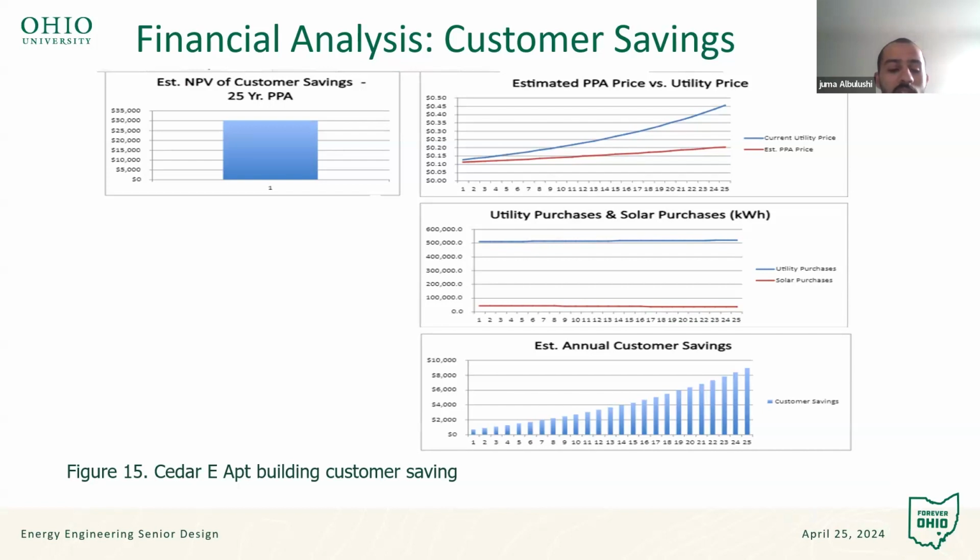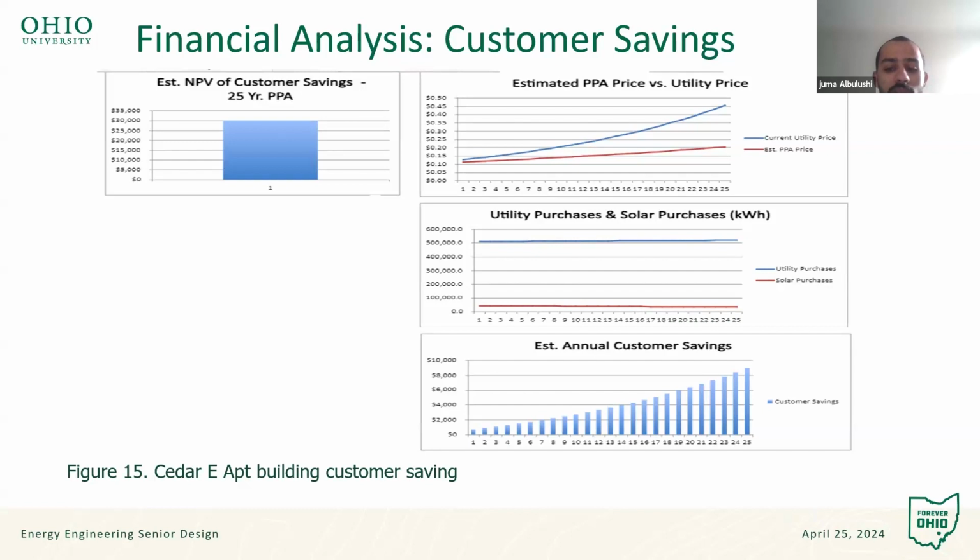We have the estimated NPV of customer savings for a 25 year PPA period. As we can see here, the NPV is substantial, indicating that over the long term customers will see significant savings. In the top right, we compare the PPA price with the utility price, and this graph shows that the PPA price we offer remains constantly lower than the utility price over the 25 year period. This indicates that our customer will benefit from a stable and affordable energy cost compared to the utility price.